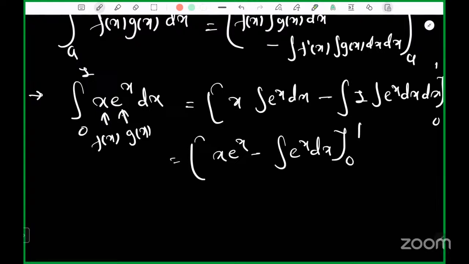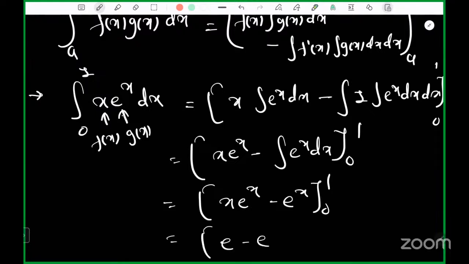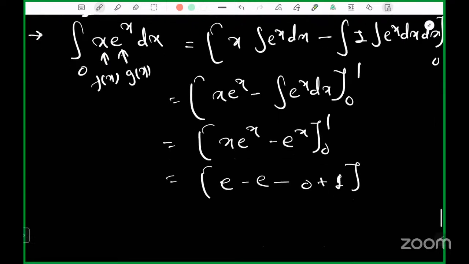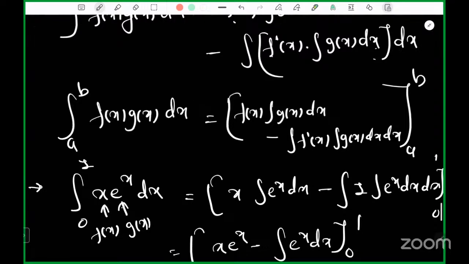Again, this will become x e to the power x minus e to the power x, from 0 to 1. So this will become e minus e, minus 0 minus minus plus 1. Because if you substitute 1, x e to the power x will be e, minus e to the power 1, and then minus 0 times e to the power 1, and then plus 1. So the answer will become 1. That's how we can apply integration by parts.